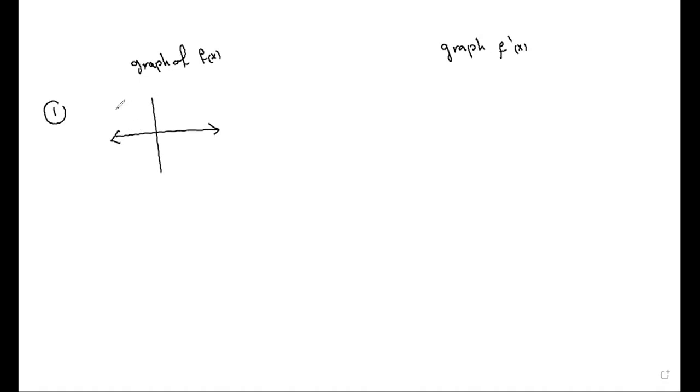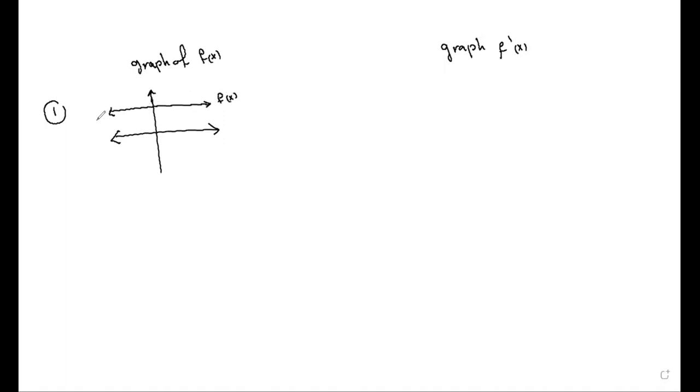parent function. Look here. At the left, I show you the graph of f of x. And here I'll show you the graph or the sketch of the derivative of the given function. For the first function, look here. If we have a constant function, or the graph of the function represented by a horizontal line, as you see, that is the graph of f of x.